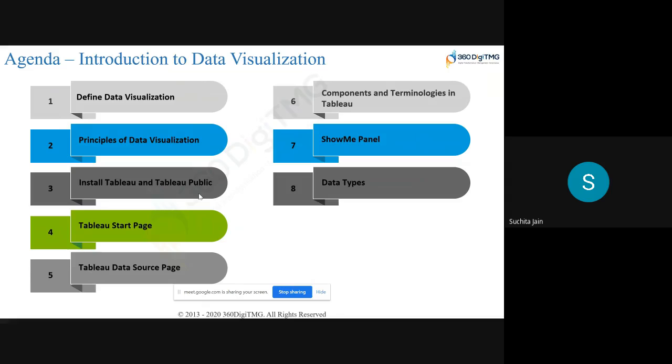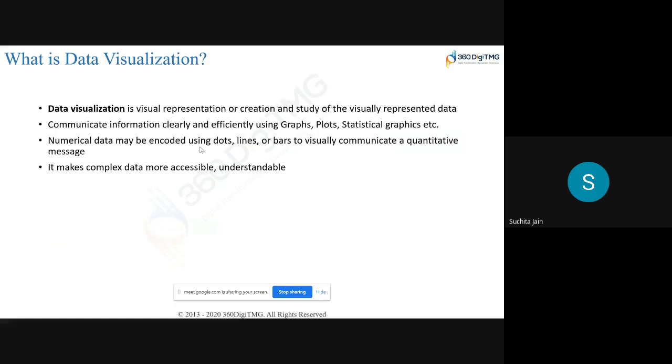So, guys, today's agenda: I'm going to cover what data visualization is, what its principles are, and Tableau, the software through which we practice data visualization. How does the Tableau environment look? I'm going to show you that. How is the dashboard? Then from what all sources you can get data in the Tableau environment and work on that. Then components and terminologies in Tableau, how the show panel works, and what the different data types are.